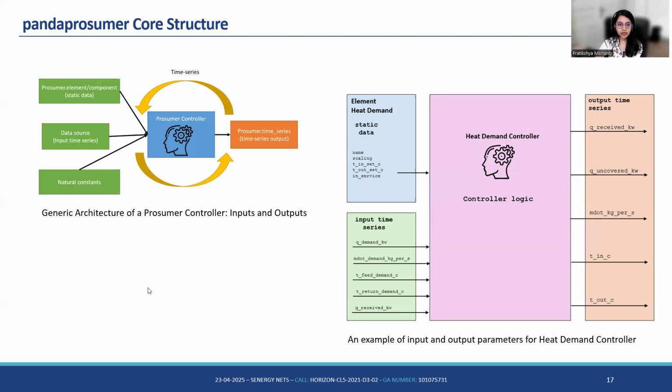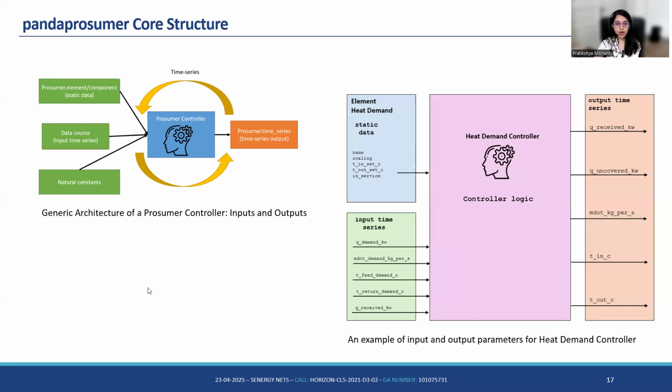Next, what we have is how the core structure looks. At the heart of it is a prosumer controller. It takes three different kinds of inputs. One is static data, which can be imagined as something like efficiency or COP. And there is also input time series data, which looks like a demand profile over time steps, and certain natural constants, for example, which are optional.